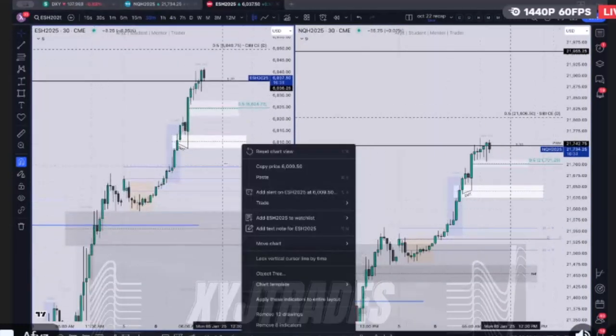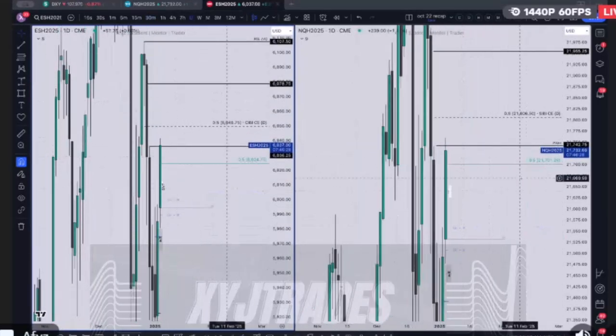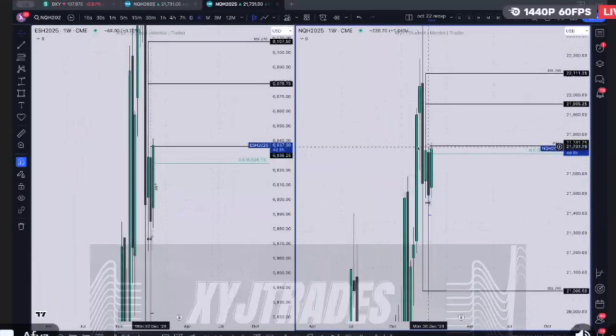We got an SMT inside that daily IRO. So here's our daily internal range, which is the same thing as this previous weekly high, right? This weekly external range high.